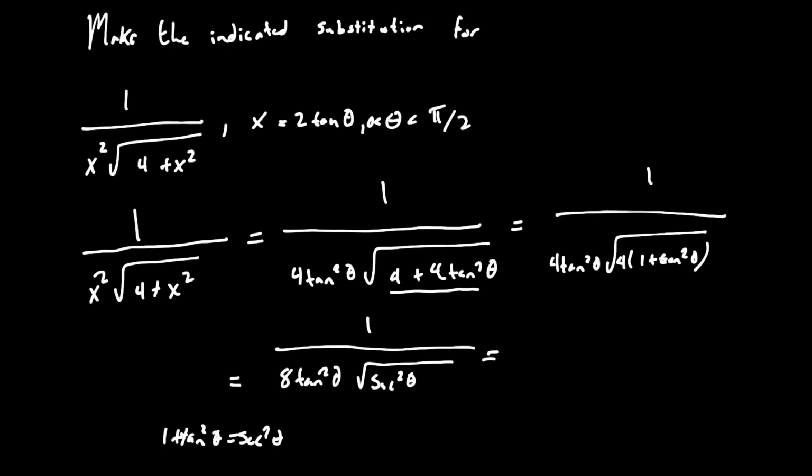Simplifying this further, we'll get 1 divided by 8 tan squared theta times secant theta. Now finally, if we want, we can rewrite our tan squared theta as a cotan squared theta and our secant theta as a cosine theta. Then this is going to be equal to 1 divided by 8 cotan squared theta times cosecant theta. And we're done.